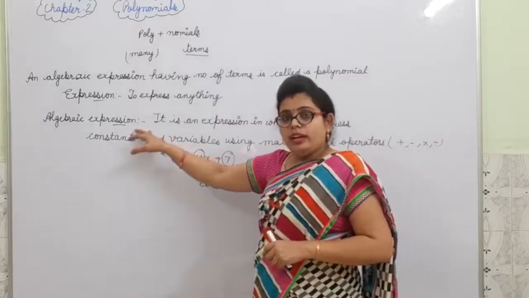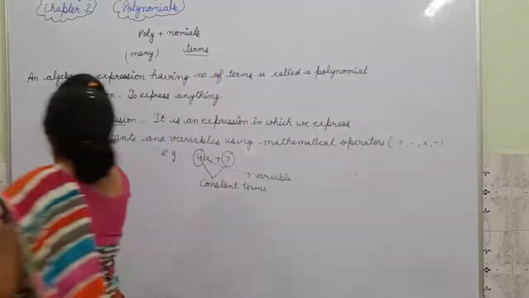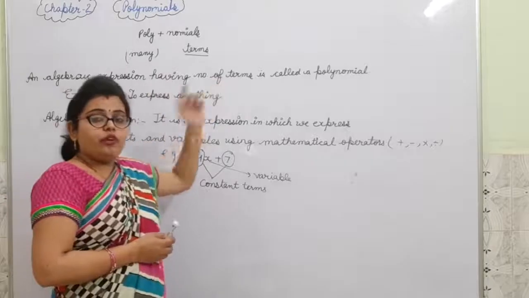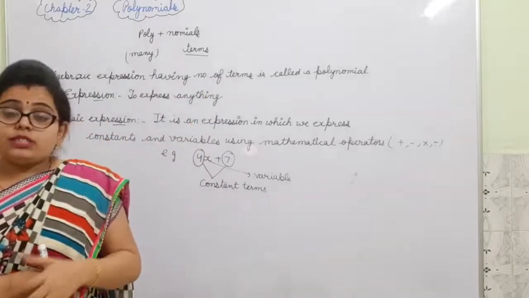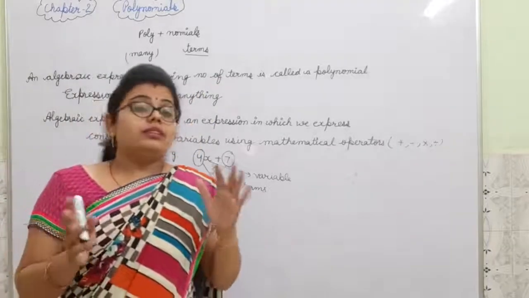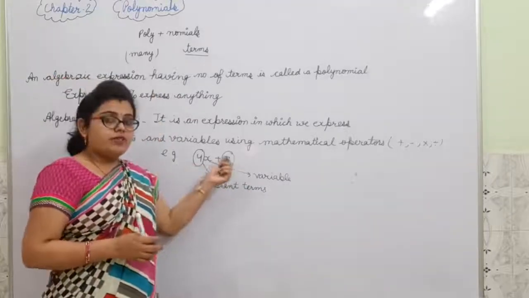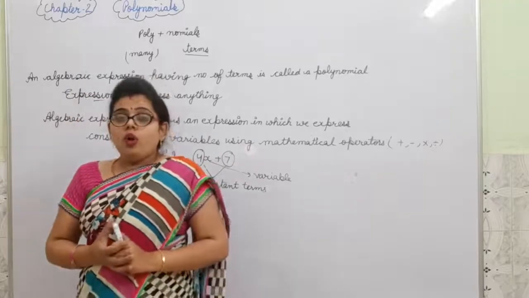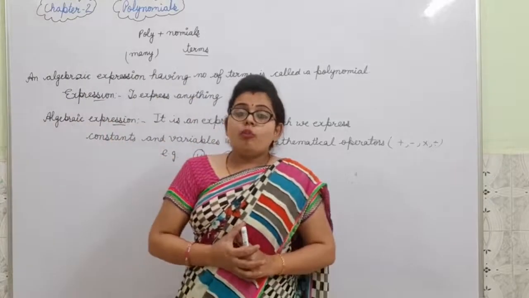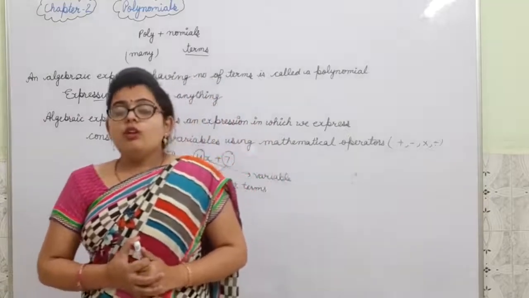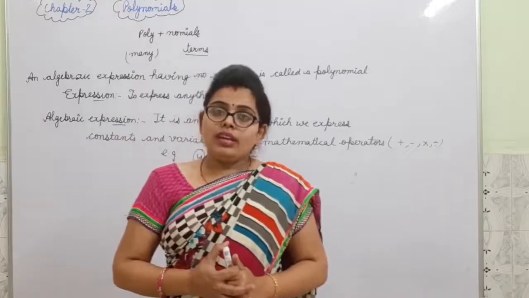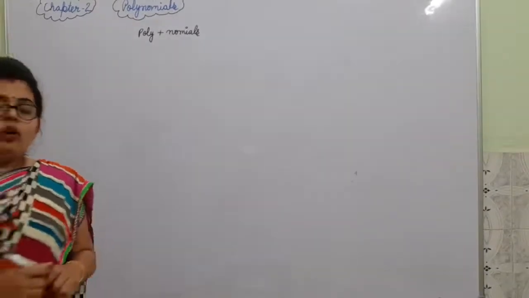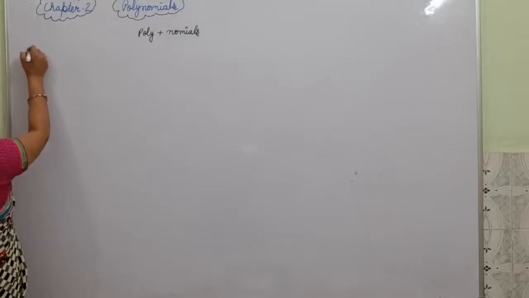Algebraic expression हमने पढ़ा. Now come to polynomial. Polynomial is an algebraic expression in which there are a number of terms. If an algebraic expression has a number of terms, these are terms 4x, 7, then it is called a polynomial. Now in our syllabus there is polynomial in one variable. We will study about polynomial in one variable.